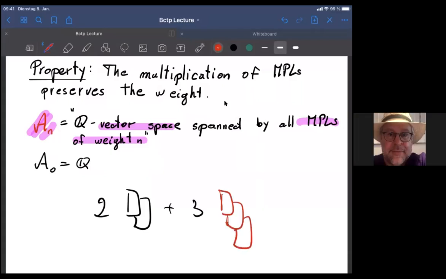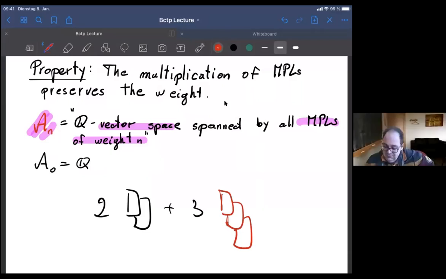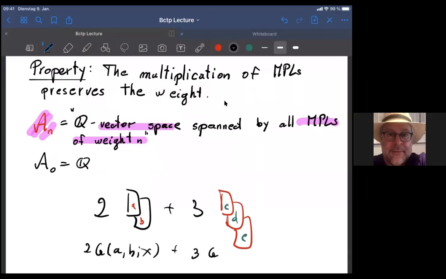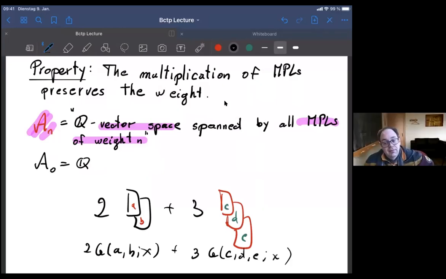You have 9 and 4, that's 13 cards. There's another way of distributing 13 cards. Well, I'm just looking at things of this type. So it would be like this, and then this, maybe this is C, D, E. This would be something like 2 times G, A, B, X, plus 3 times G, C, D, E, X. So 5 cards. Sorry, this was stupid.